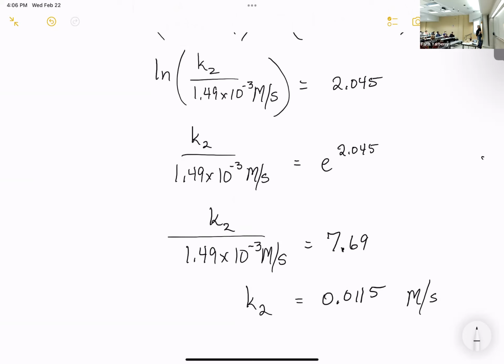Questions? Always check your work. Always check what you did in the calculator, especially when you start dealing with complex problems, which is what this to me is.